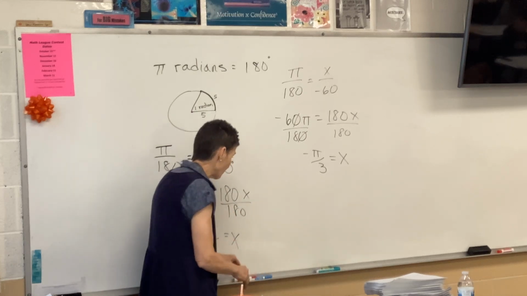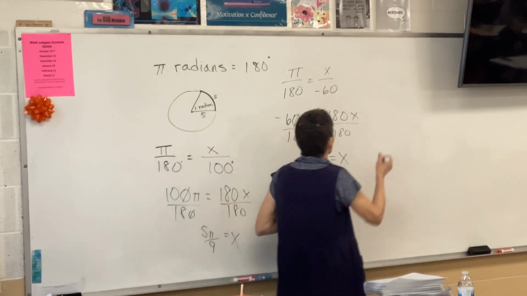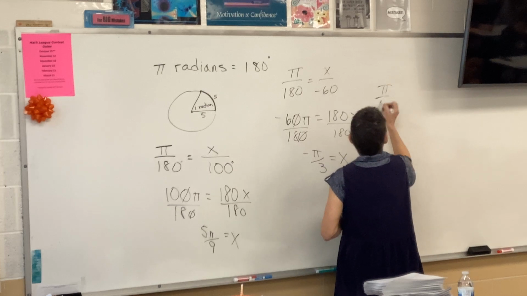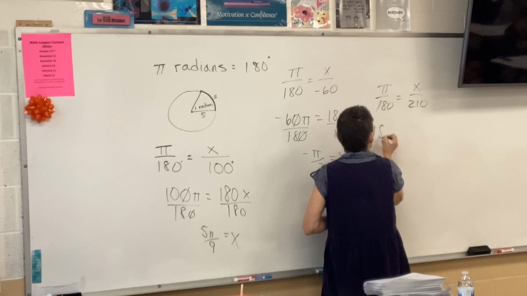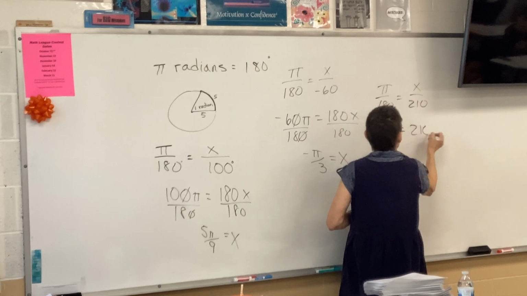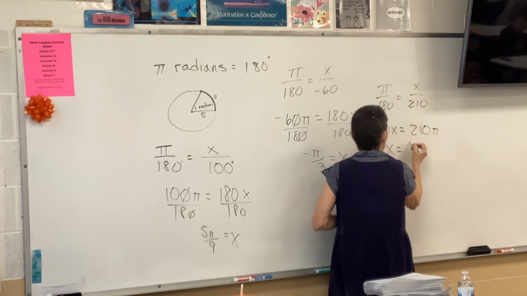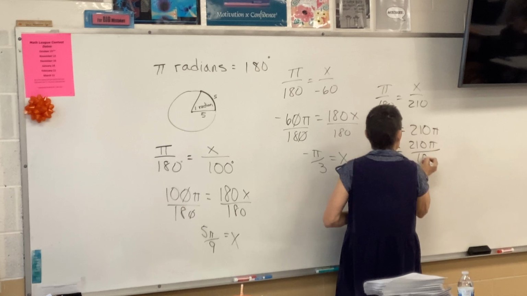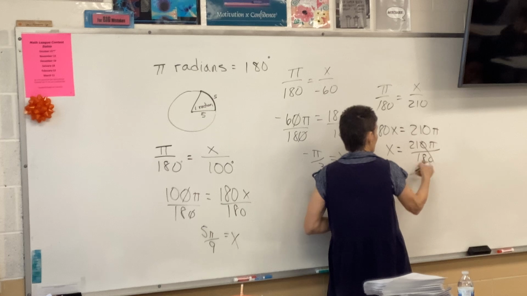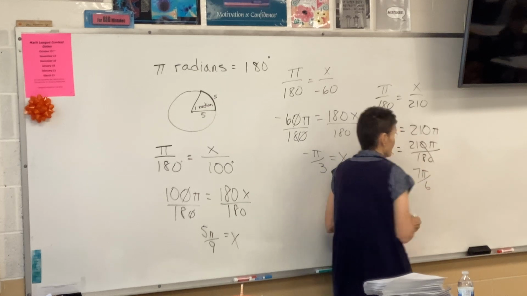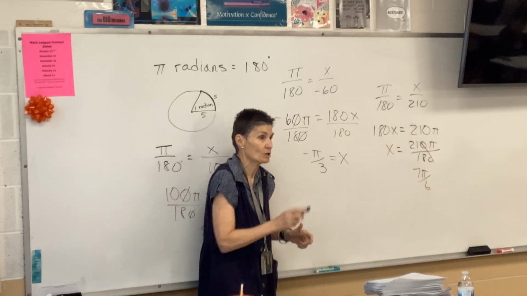All right, what'd you come up with? Beautiful, that's exactly right. Hopefully everybody got 7 pi over 6. Yep. Because when you reduced 210 over 180, 3 goes into that, giving 7 pi over 6. Does anybody have a question about that?